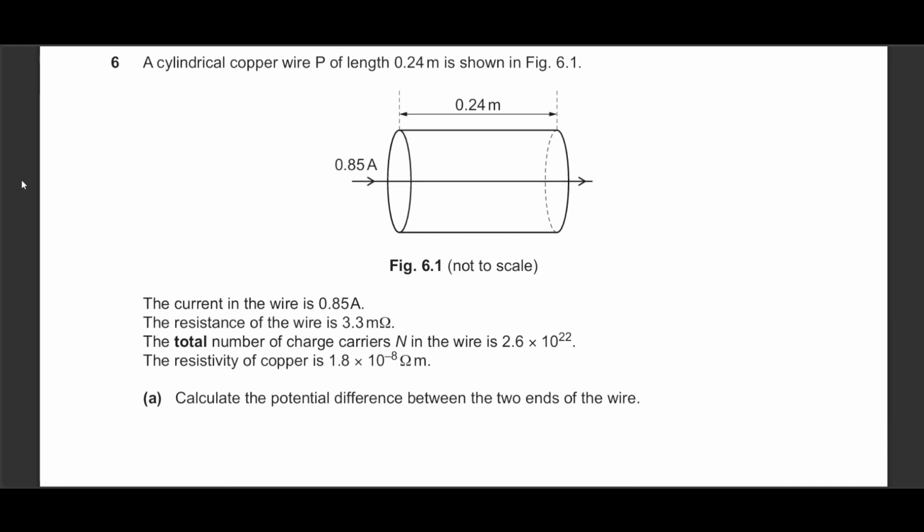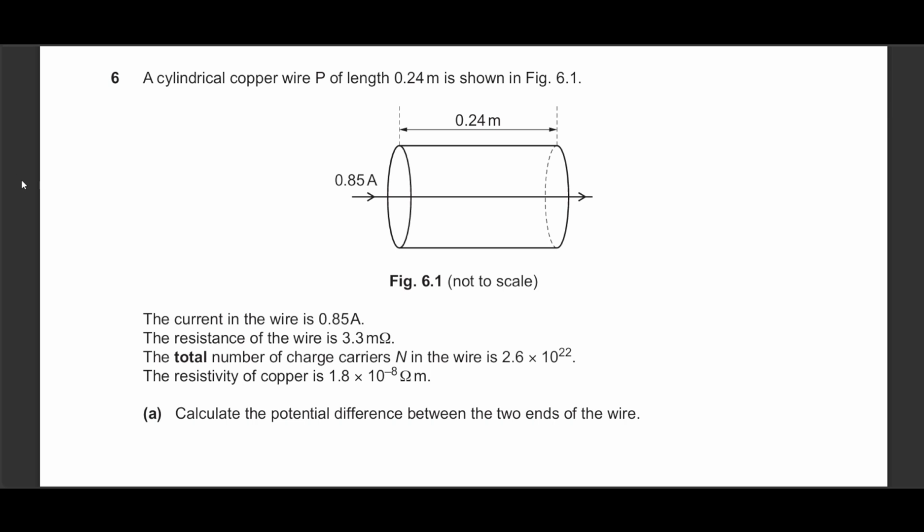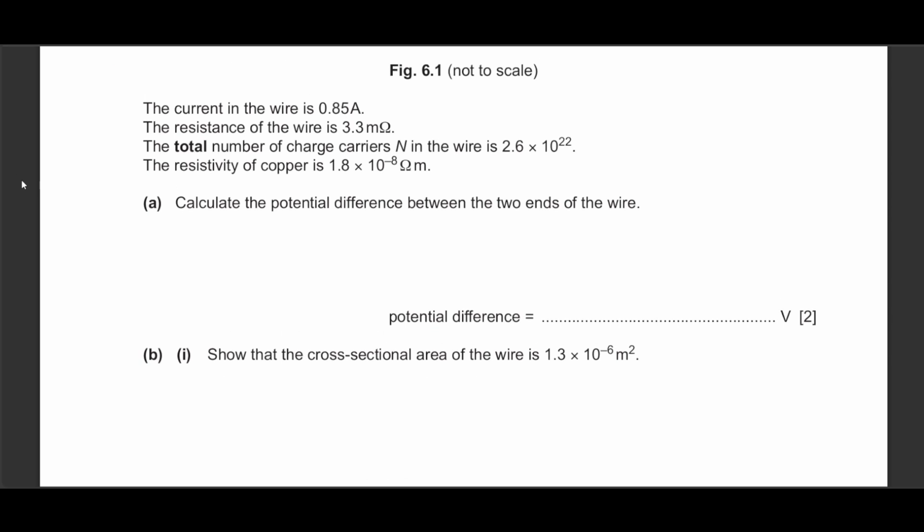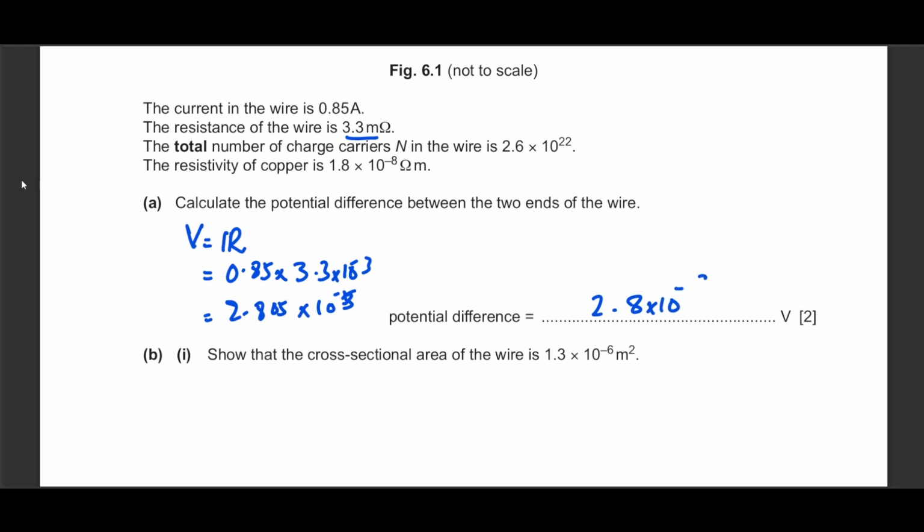All right, the cylindrical copper wire P. I feel like this question was not related to concept, rather mathematical working. Are you good at maths or not? Everything is given to you in the question. So he says calculate the potential difference, which is V equals IR. The current is 0.85 and the resistance is 3.3 milliohms. Don't forget about the prefix, which is minus 3. Once you do that, your final answer comes out as 2.805, so 2.805 into 10 raised to the power minus 3. So writing down 2.8 into 10 raised to the power minus 3 volts.